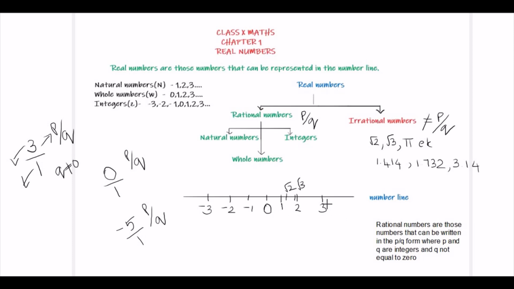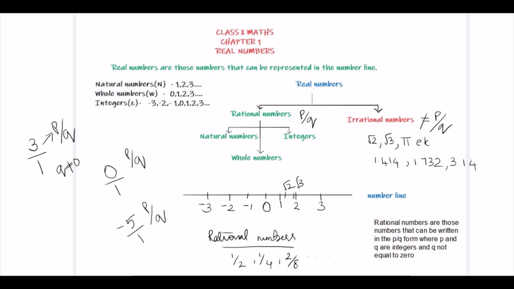So from here you can understand that all the rational as well as irrational numbers can be represented in the number line, and all those numbers that can be represented in the number line are called the real numbers. Like 1 by 2, 1 by 4, 2 by 8, all these are in the form P by Q, where P and Q are integers and Q not equal to 0. So all these can be represented in the number line.